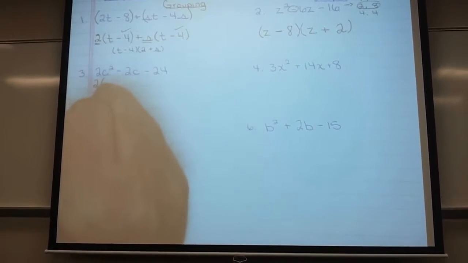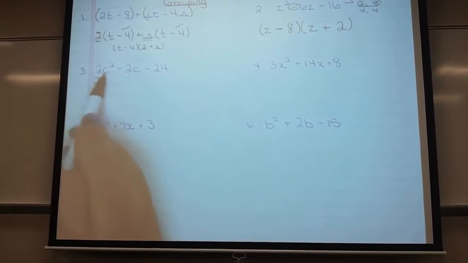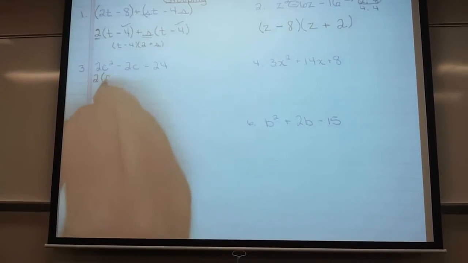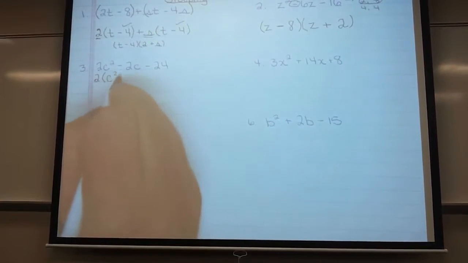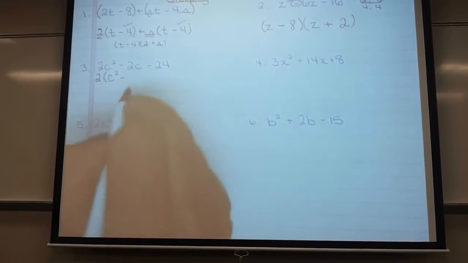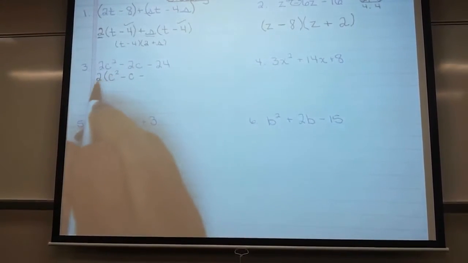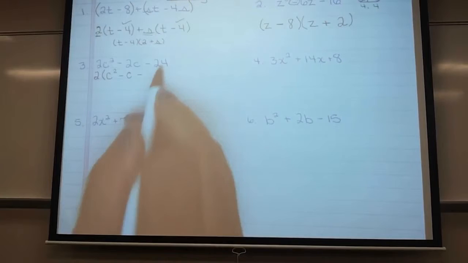So if I take the 2 out, what am I left with in this first term here? C to the second power. Bring down your minus sign. What are you left with if you take the 2 out of this term? C. The 2's gone. Minus, now here you've got to divide. How many times does 2 go into 24? 12.